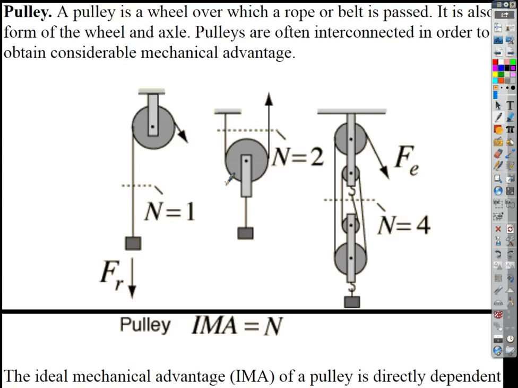Ideally, 1 to 1. It's one. Doesn't do anything, right? It's not multiplying your force at all. In fact, there's going to be some friction in the line and in the pulley mechanism, so you're probably going to get a mechanical advantage that's less than 1. So you're not multiplying your force at all. But what's the benefit? Changing direction.